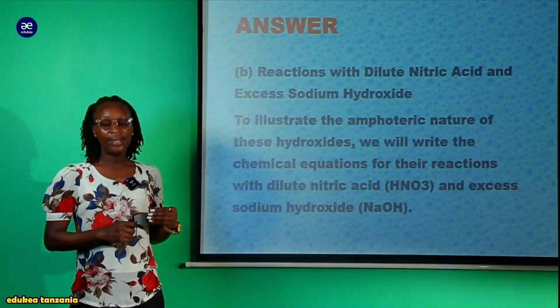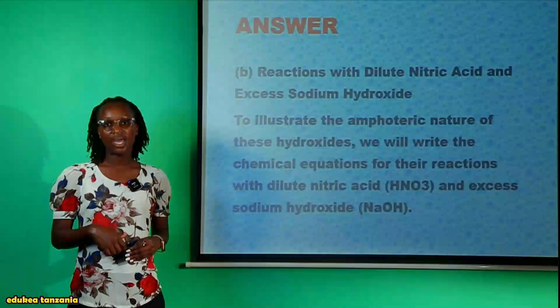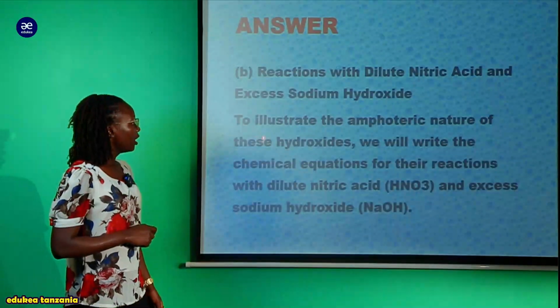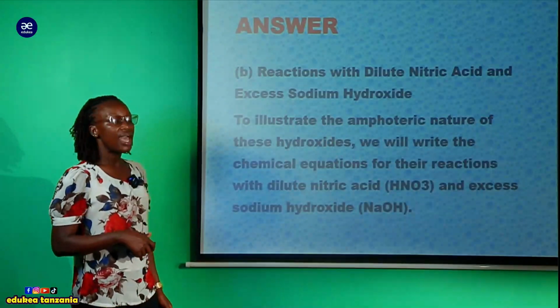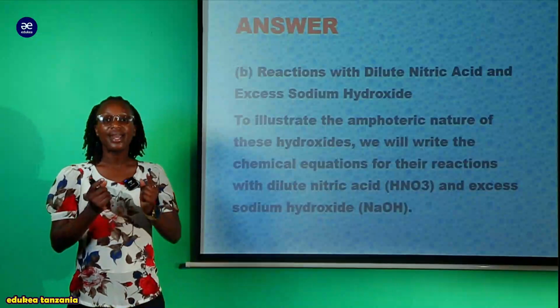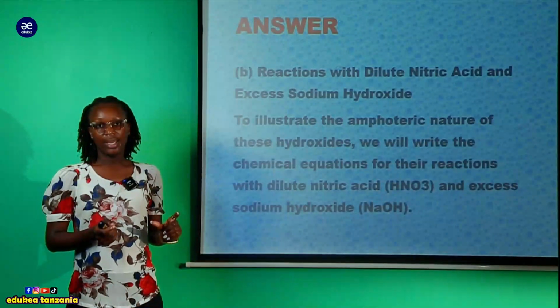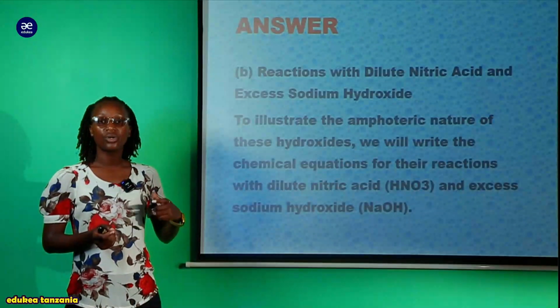Okay, at the same time, if it reacts with excess sodium hydroxide, tunaenda kupata kitu gani? What will be observed? So simply to illustrate the amphoteric nature of this hydroxide, and you are required to note that part A na part B zina relate to each other. Part A tumeambiwa tutoe mifano ambayo ina play part ya amphoteric hydroxide. Sasa part B tumepewa sasa hizo nature zenyewe.